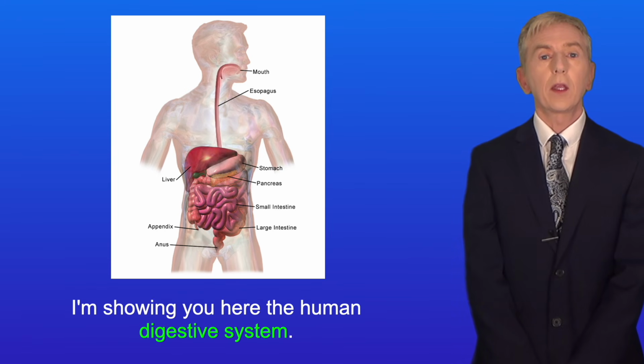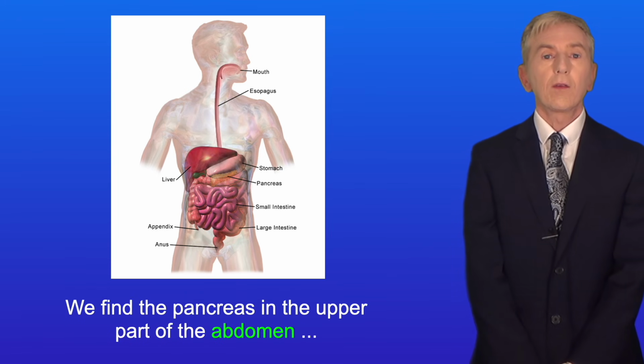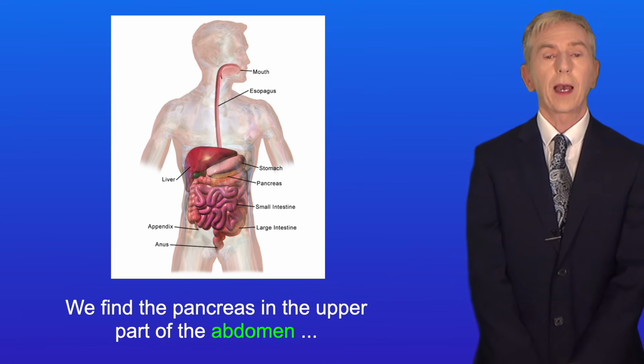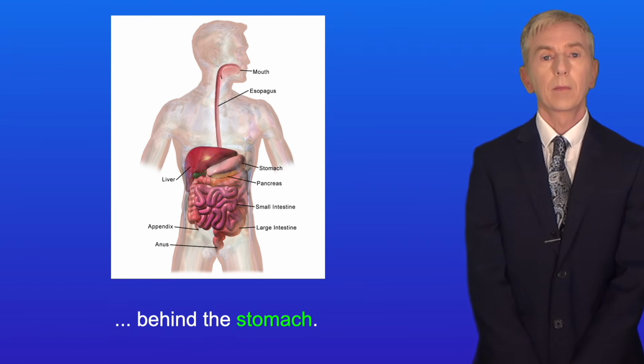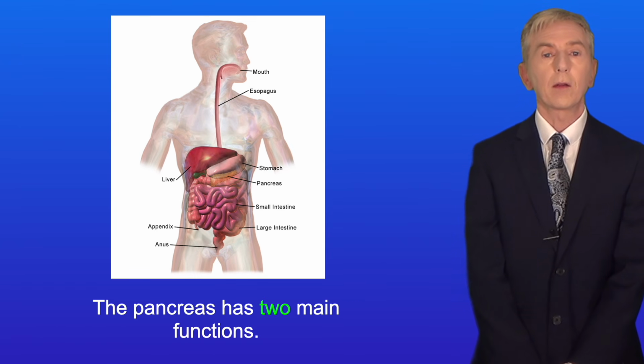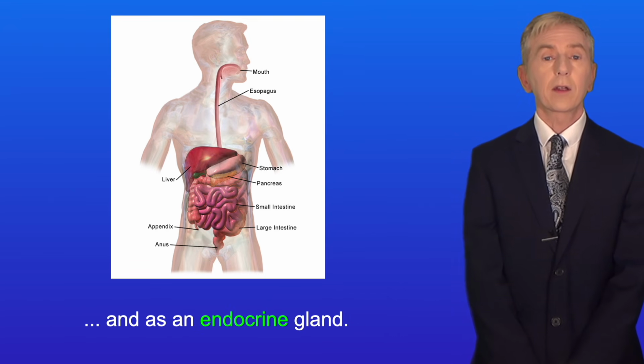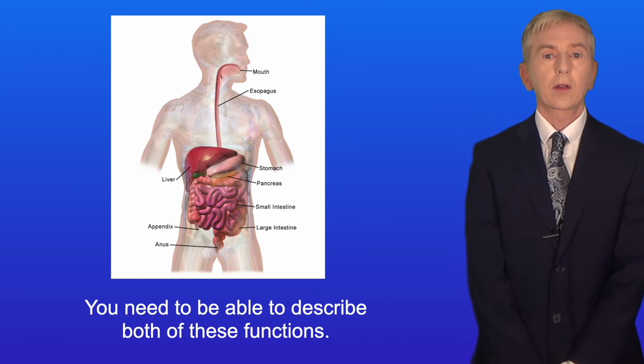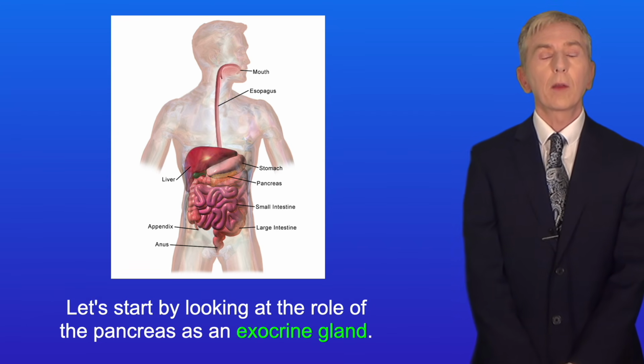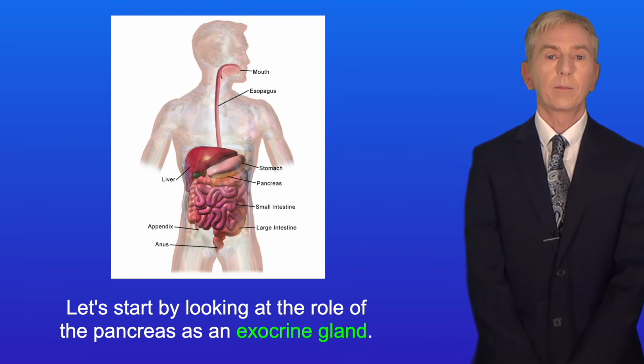Okay, I'm showing here the human digestive system. We find the pancreas in the upper part of the abdomen, behind the stomach. Now, the pancreas has two main functions. These are as an exocrine gland and as an endocrine gland, and you need to be able to describe both of these functions. Let's start by looking at the role of the pancreas as an exocrine gland.